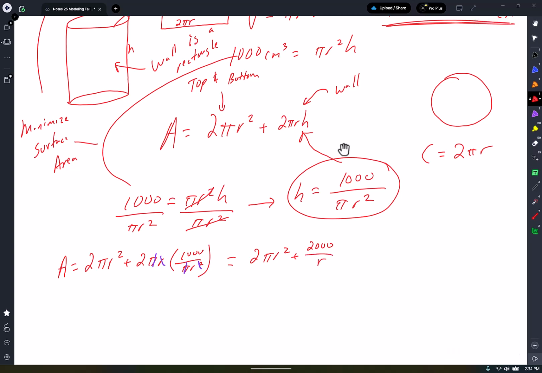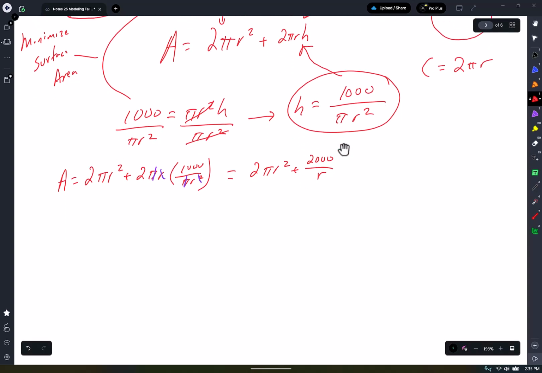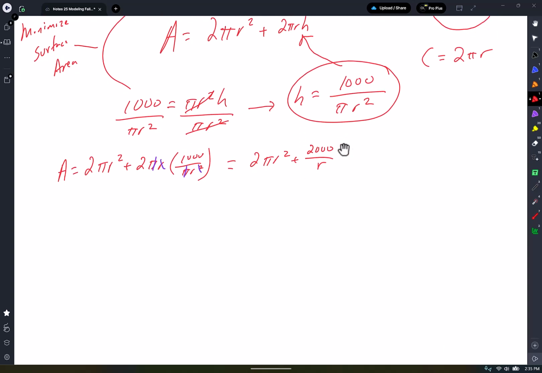Are we still okay? Okay, here we go. I'm going to take a derivative. So I'm going to write A prime, and I'm taking a derivative with respect to r here. So 4 pi r. And then remember, this 2,000 over r, that's the same thing as 2,000 r to the negative 1. So minus 2,000 r to the negative 2. So let's make it pretty. 4 pi r minus 2,000 over r squared.